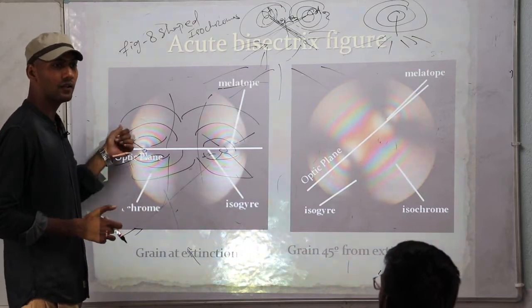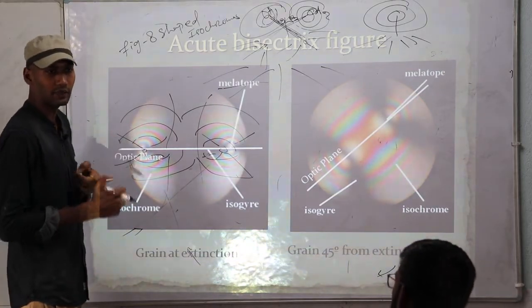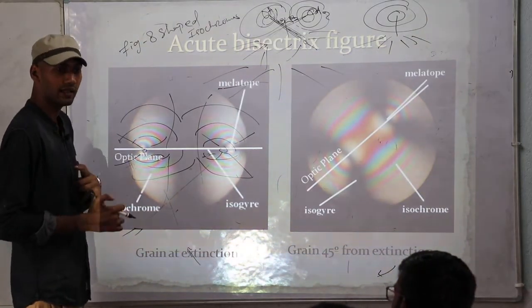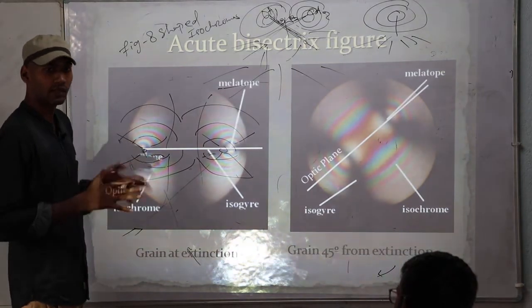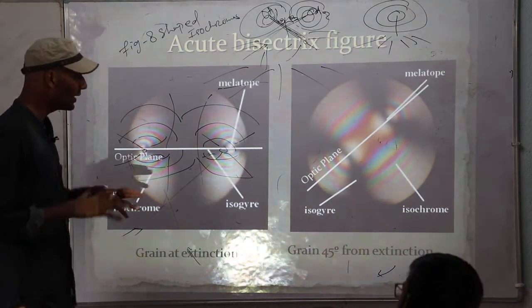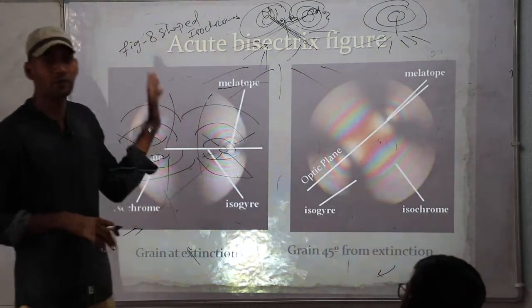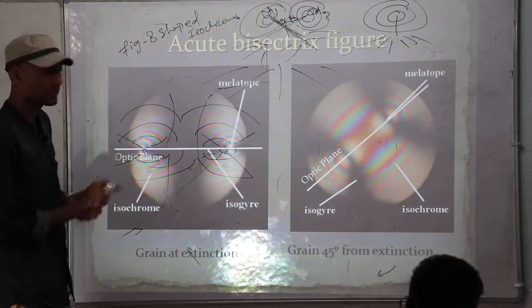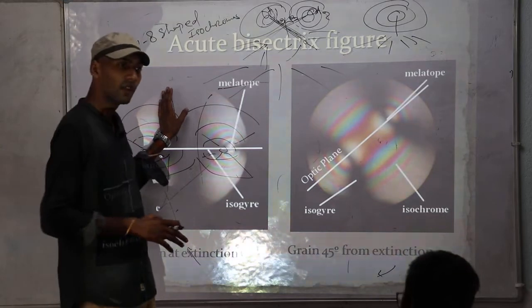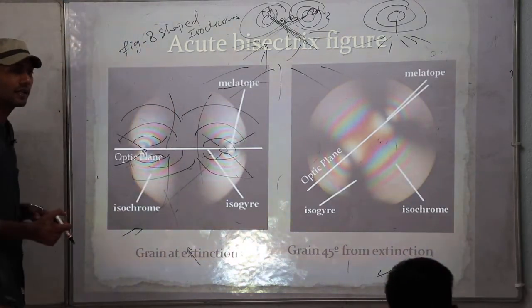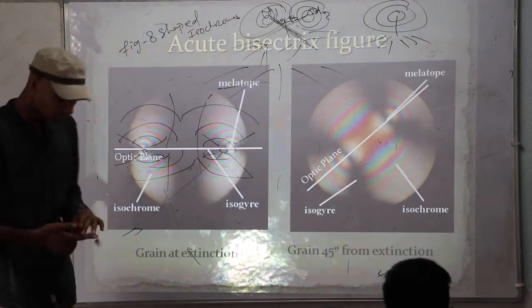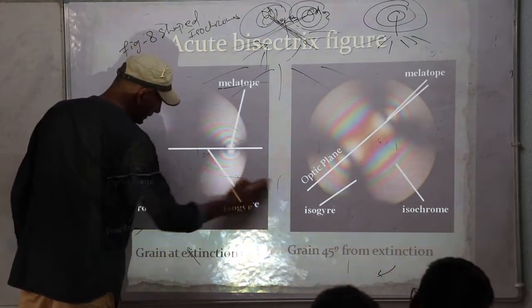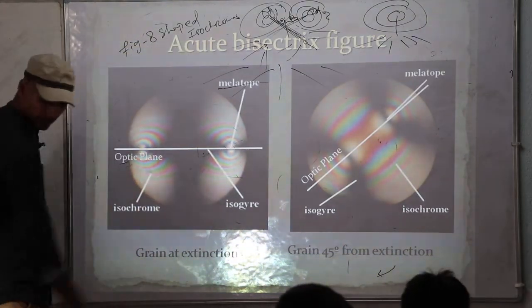Got that? For uniaxial we are watching two vibrations, omega and epsilon. For biaxial, that depends upon which section you are taking, whether XZ or YZ or XY. There are three vibrations, X, Y, Z. So that depends on which section we are taking and which vibrations are there, whether X and Y, or Y and Z, or Z and X. When that vibration matches with the polarizer and analyzer, there is a position of darkness or extinction.